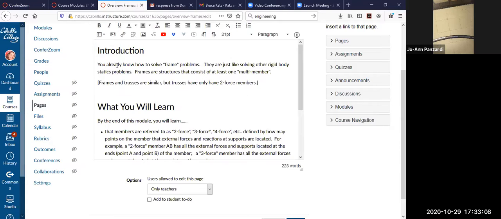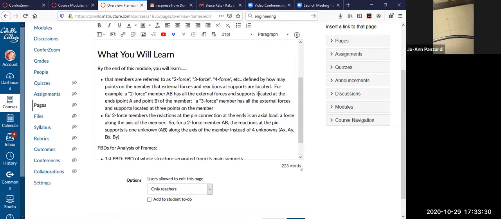So I wrote in the intro, you already know how to solve frame problems. You know how to draw free body diagrams. You know how to sum some of the forces and some of the moments. They are just like solving other rigid body statics problems. Frames are structures that consist of at least one multi-force member. Frames and trusses are similar, but trusses only have two force members.